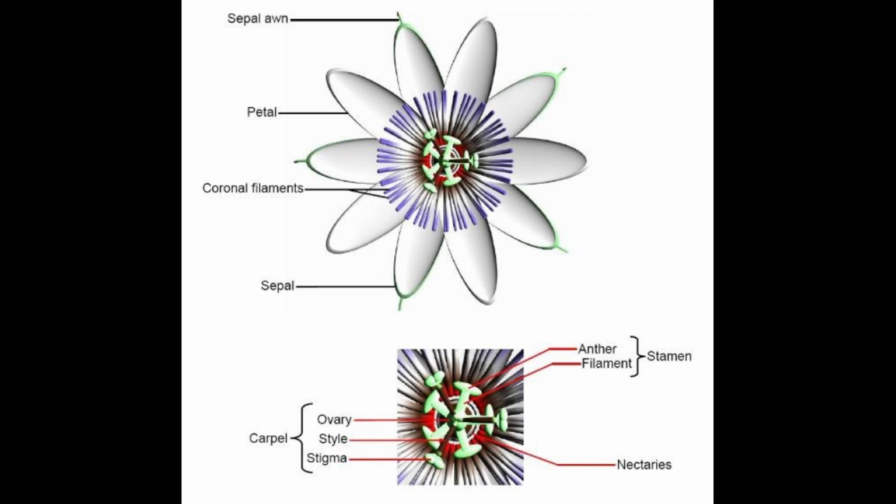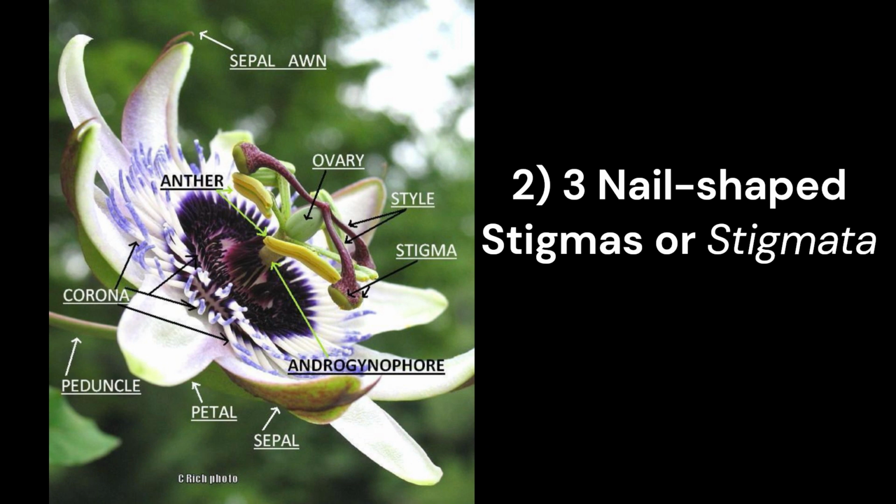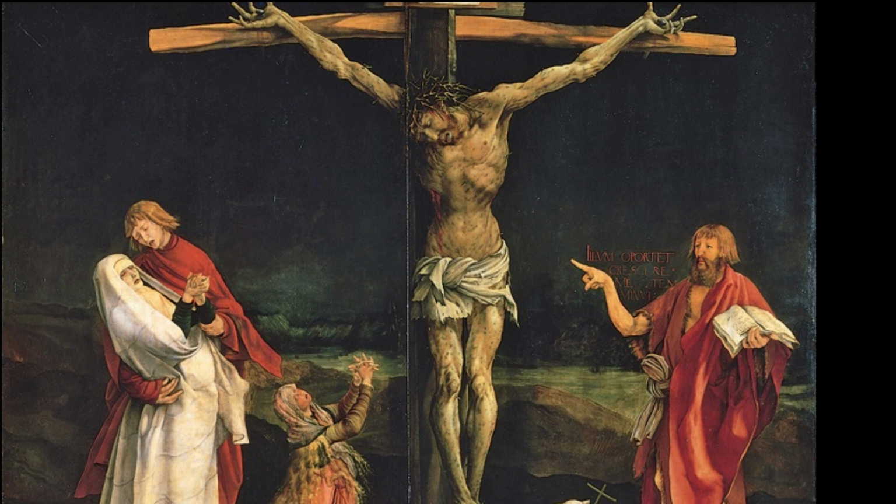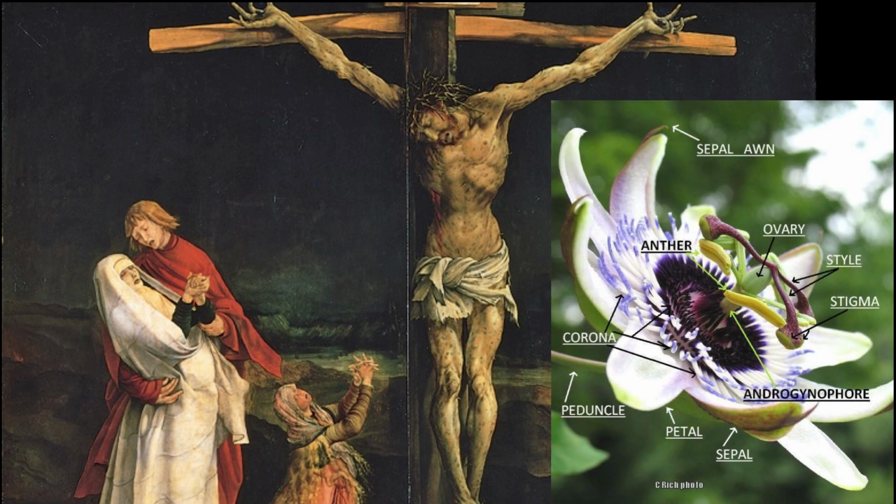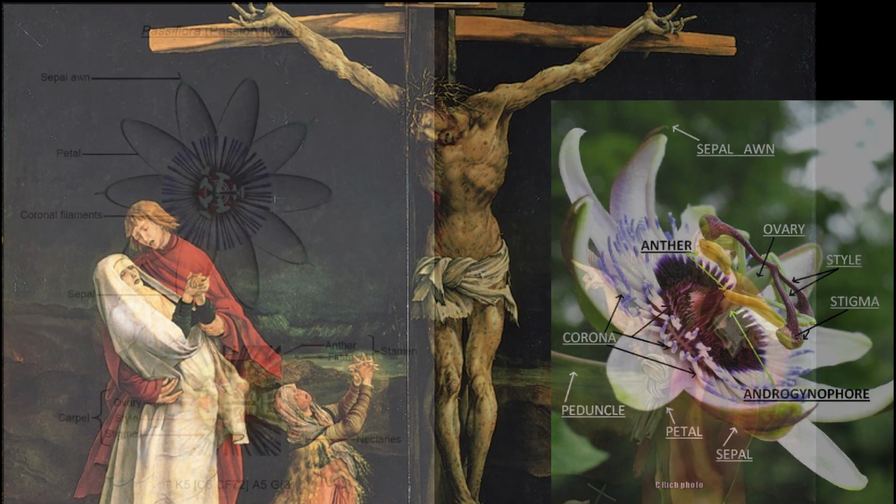The second aspect is the group of 3 stigmas, which, not only being the number 3, are also in the shape of nails, the nails that pierced our Lord on the cross, of which there were 3, one in each hand and one that went through both feet. And that's really astounding if you look at it, the shape. It really does look like those nails, especially if you've seen the actual nails in Rome.